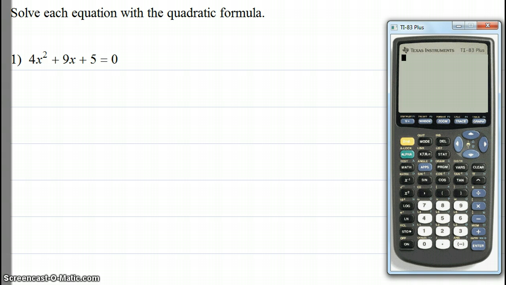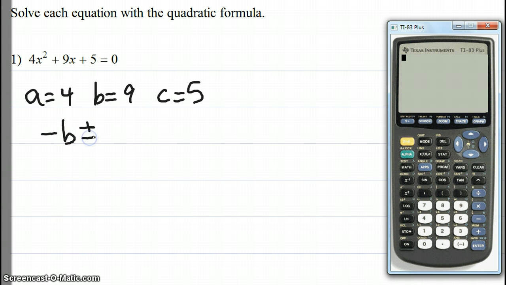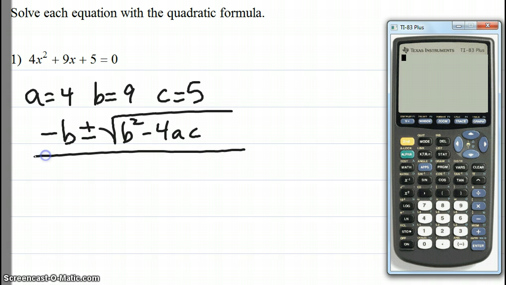So in the equation that we're looking at right now, A is equal to 4, B is equal to 9, and C is equal to 5. Okay, so remember quadratic formula. Quadratic formula is minus B plus or minus the square root of B squared minus 4AC all over 2A.